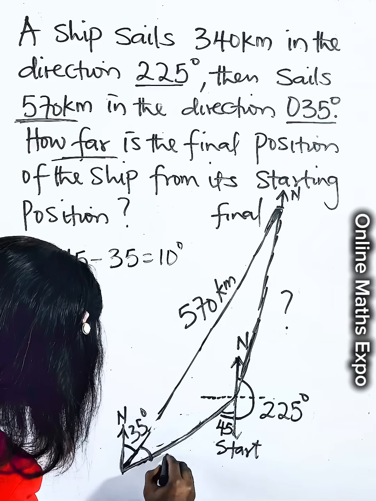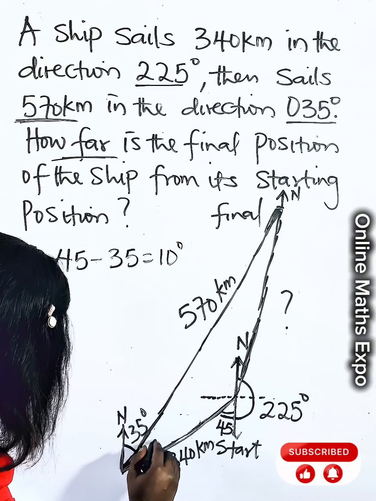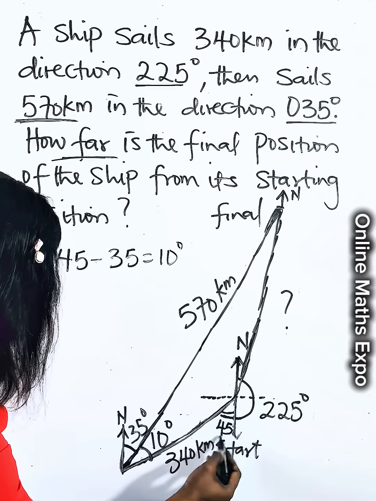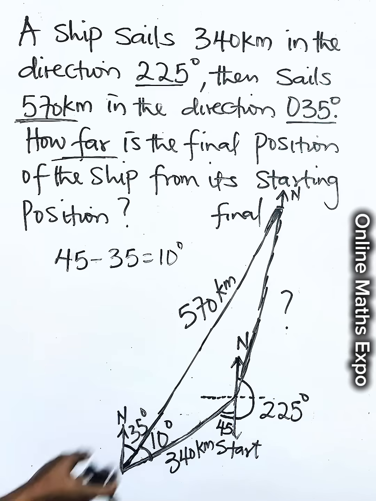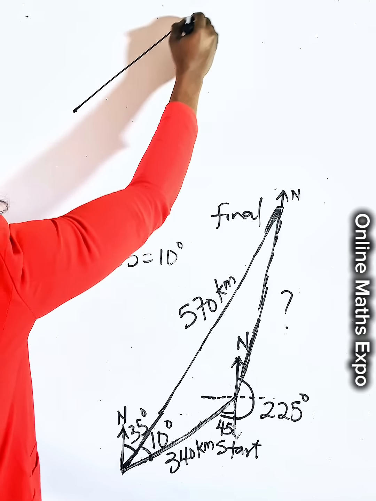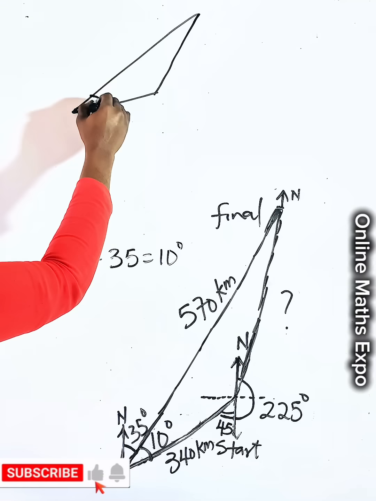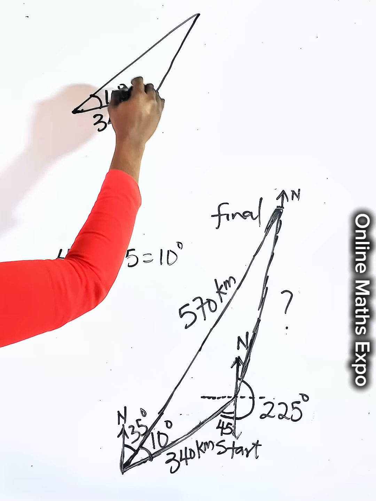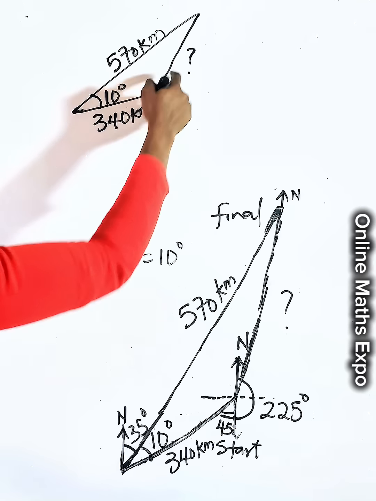So let's write this out. So here will be 340 kilometers. So what it means is that this tiny angle here is 10 degrees. So that when you add them up, it gives you this angle, which is 45. I think with this information, we can now calculate this. So let's bring out the shape. Breaking out the shape, this is what we have. Just watch. The angle formed here is 10 degrees. This distance is 340 kilometers. This is 570 kilometers. And this is the one you want to find.